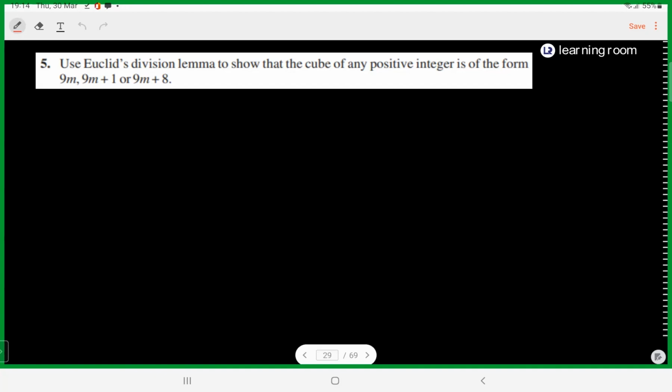63 plus 1, right? Understood? How many 9s are 63? 9 7s are 63. So 63 plus 1. Then in all the terms we can take 9 common, the 9m. So what else remains? The plus 1 remains. Understood?